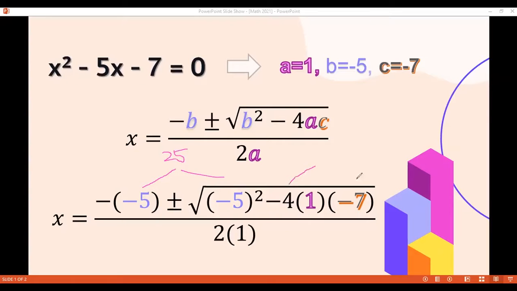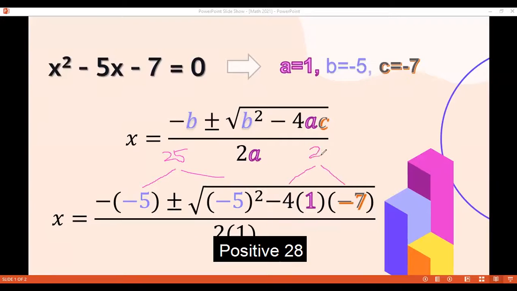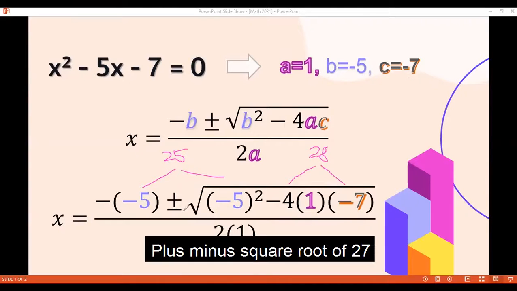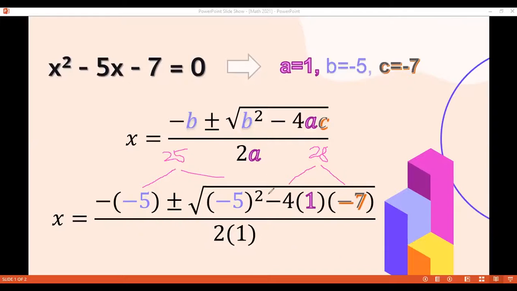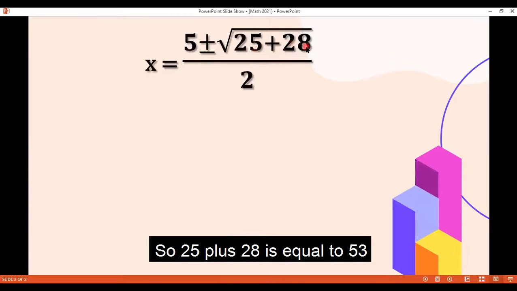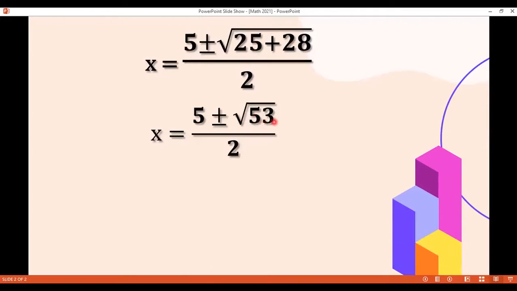Negative 4 times negative 7 is equal to positive 28. So this is going to be x is equal to 5 plus or minus the square root of 25 plus 28, divided by 2. Let's go to the next page. So 25 plus 28 is equal to 53. Now notice that we can't simplify radical 53.